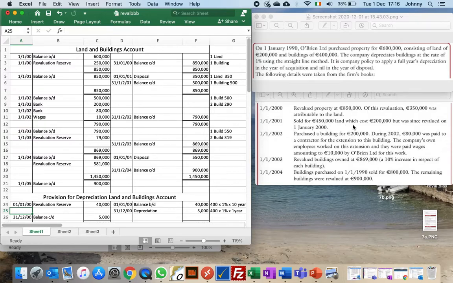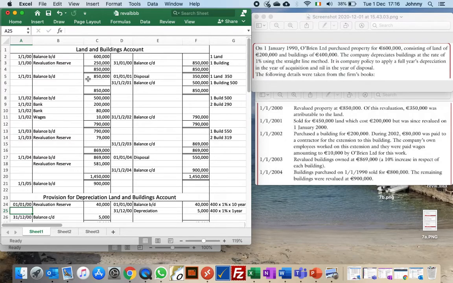Now, we sold the land which cost 200 but since revalued on the 1st of January. So this land originally was worth 200, we revalued up to 350. So I'm going to take that 350 out of my land and buildings account, put it into my disposal account. I'll mix it then with the 450 I got for it to work out did I make a profit or loss when I sold my land.